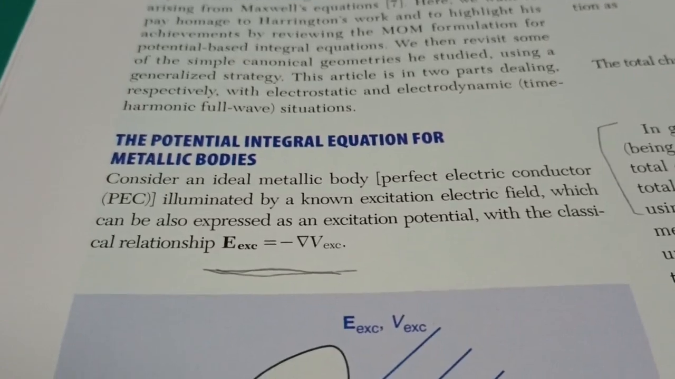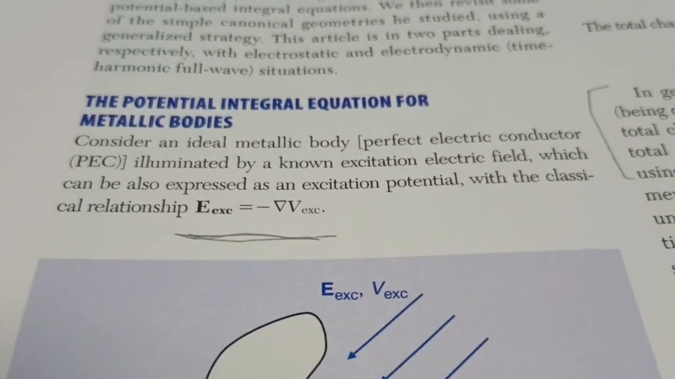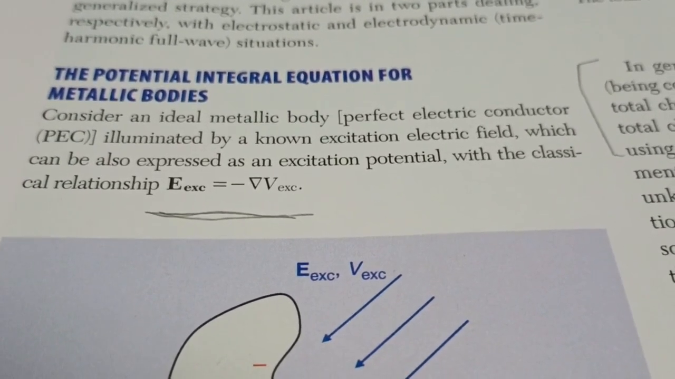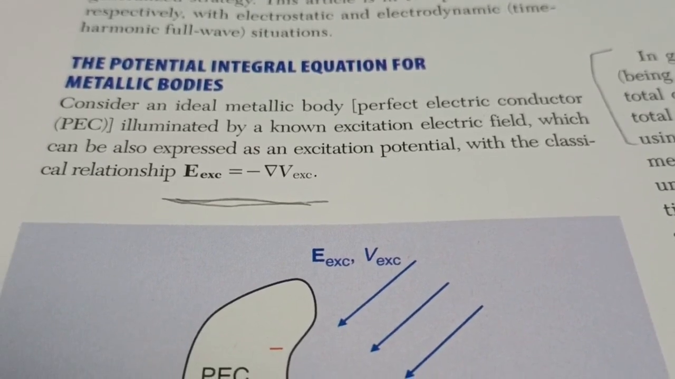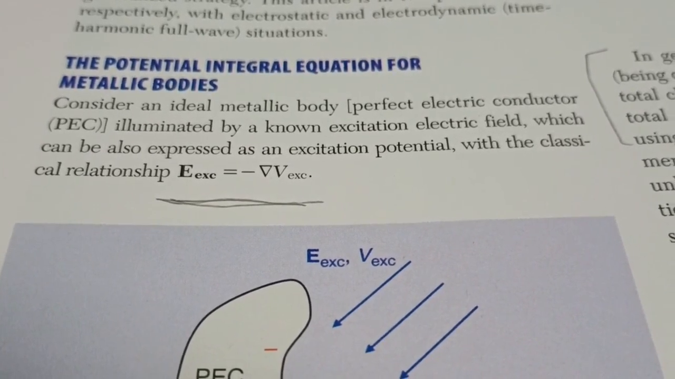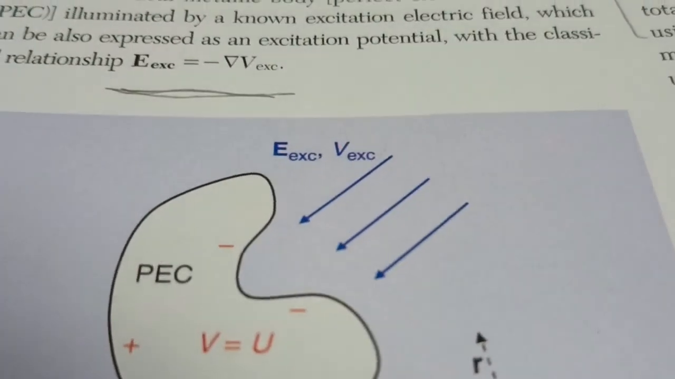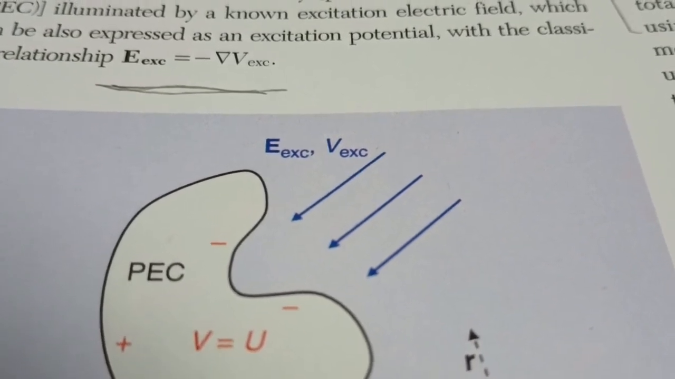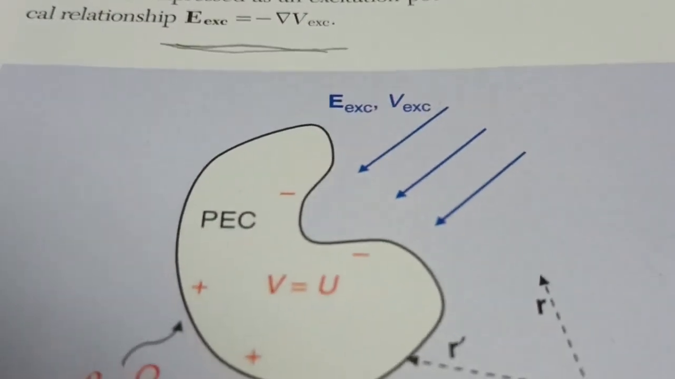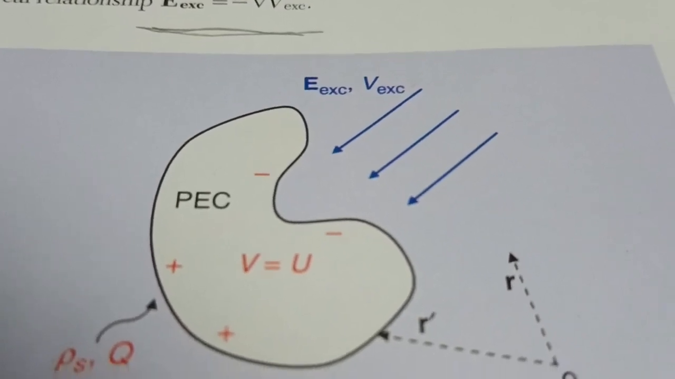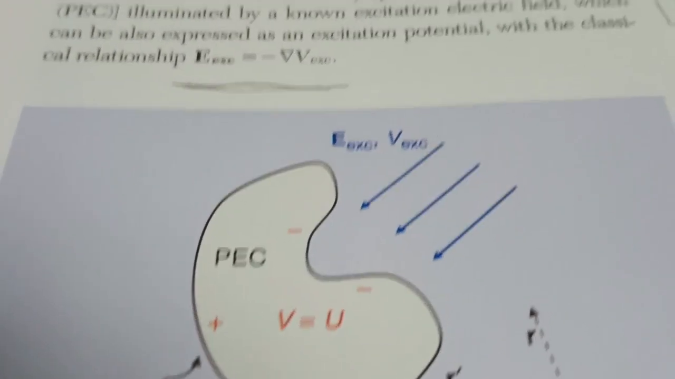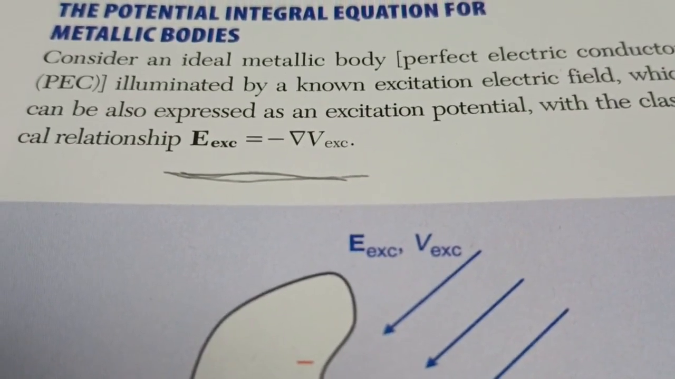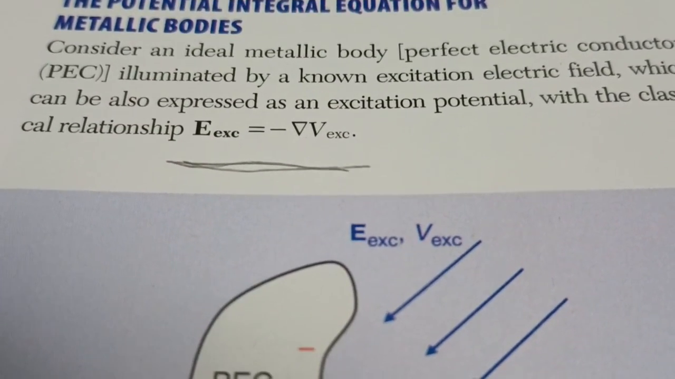Here we have a diagram. Consider an ideal metallic body illuminated by a known excitation electrical field, E field, which we can express as an excitation potential. The lines E excitation, V excitation come from those field lines. Those field lines are falling on that surface that looks like a sand trap on a golf course. That's some metallic surface. The relationship is E excitation equals the negative of nabla times V excitation.